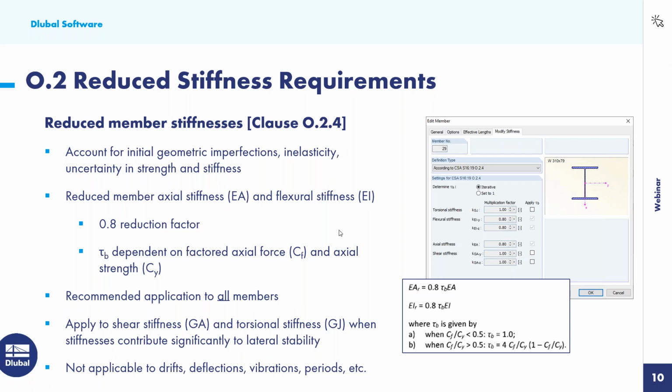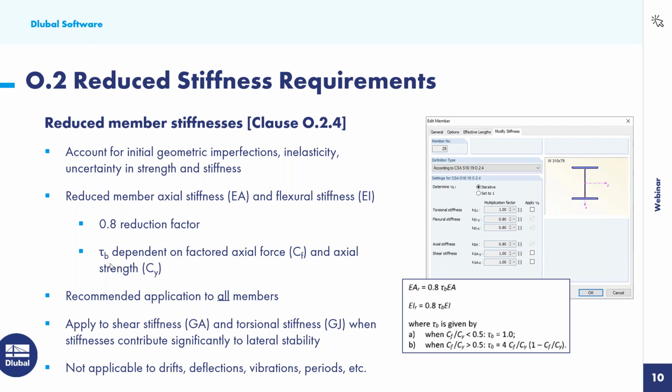So what we'll actually find is that there are a lot of similarities here with these requirements to the direct analysis method given in the AISC Chapter 7. But there's also some big differences as well. So the CSA states that we must reduce the member's axial stiffness, so that's EA, and the flexural stiffness, EI, by a couple of factors. And the first is a 0.8 reduction factor, so that's pretty easy.